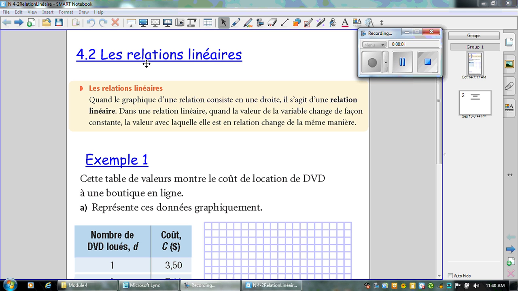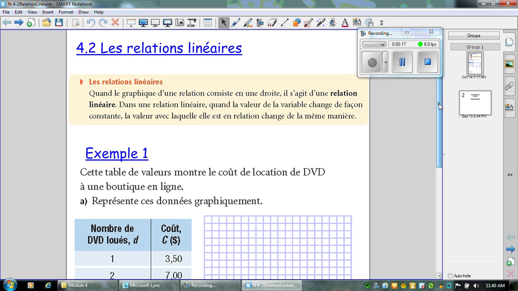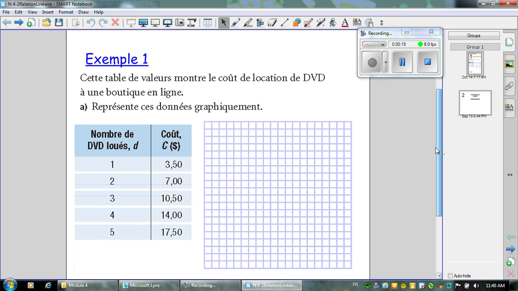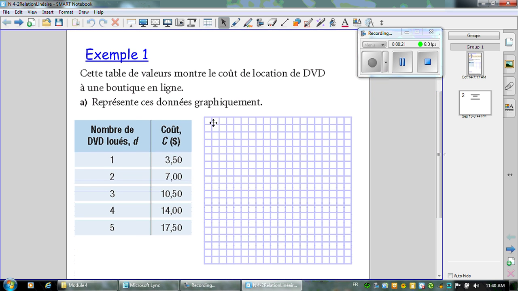Going to look at linear relations, which is basically just graphs. Now, a linear relation is a graph of a straight line where we have a constant change in one variable for a constant change in the other variable. So same jumps. First example here, we're going to look at how much it costs to buy DVDs online.